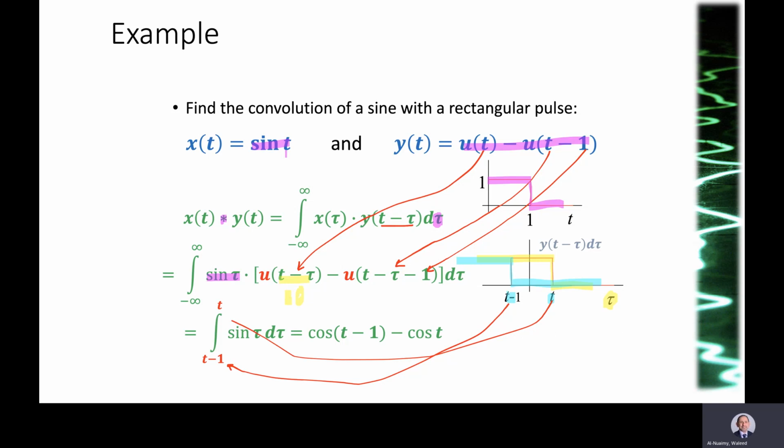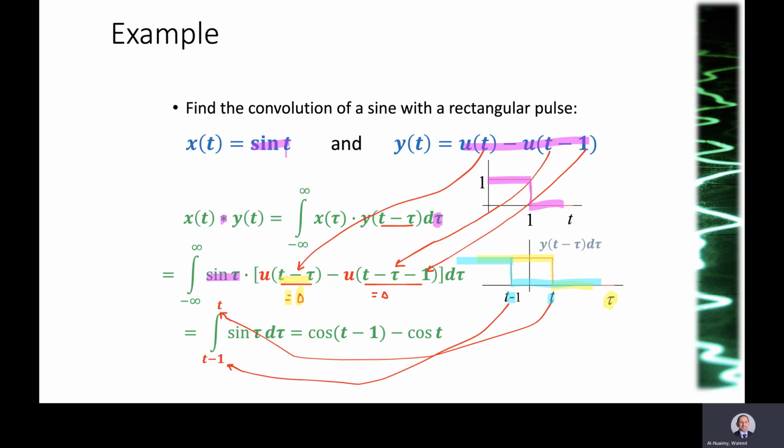Where did I get these two limits? Well, they're the two values that make this zero and make that zero. That's the short way of doing it. Set this equal to zero, set that equal to zero. And because they make a shape like that, you can just change the limits of the integration.